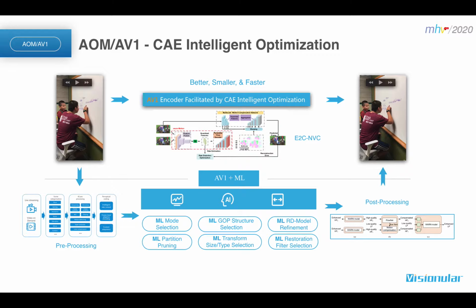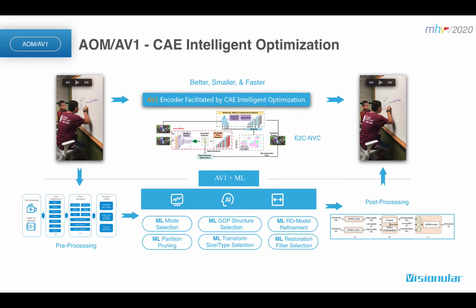Mainly, we can look into the core codec optimization, leveraging machine learning in different modules inside the AV1 encoder. For example, we can look into the use of machine learning for mode selection, for GOP structure selection, for RD model refinement, for partition pruning, transform size and kernel type selection, as well as for the restoration filter selection.